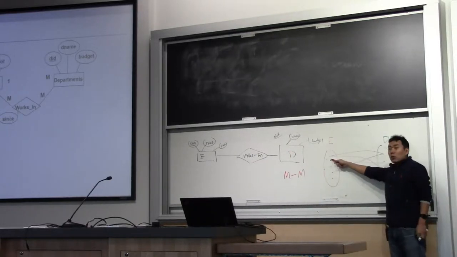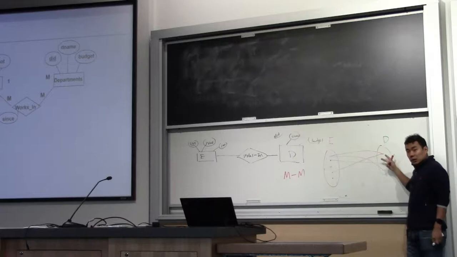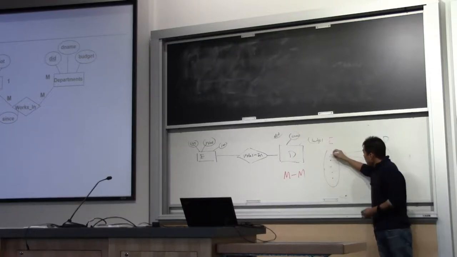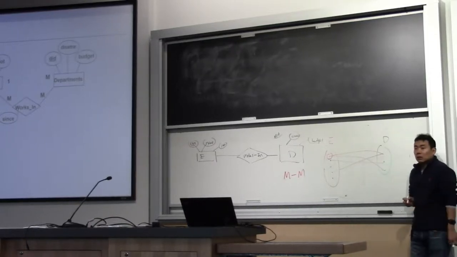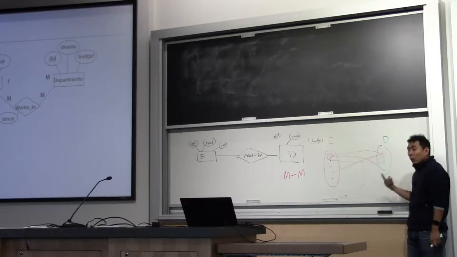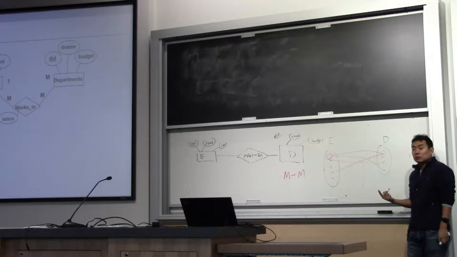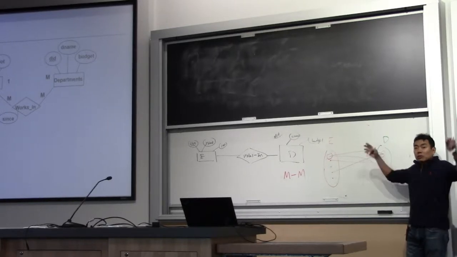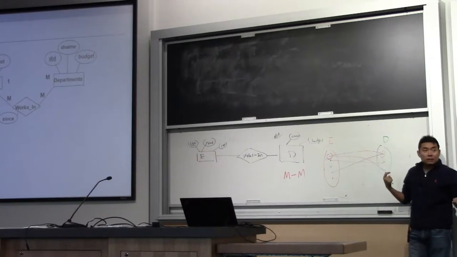An employee may work for more than one department. Okay? A department may have multiple employees working in that department as well. So it's really a many-to-many mapping between the two entity sets. What if I want to impose some sort of constraint? For example, I don't want my employee to work for multiple departments.